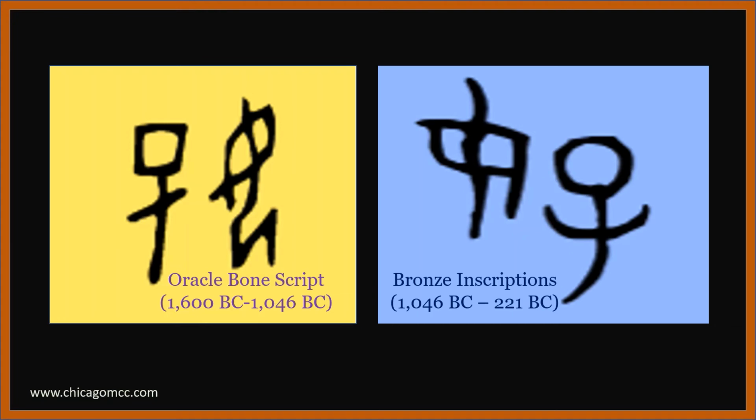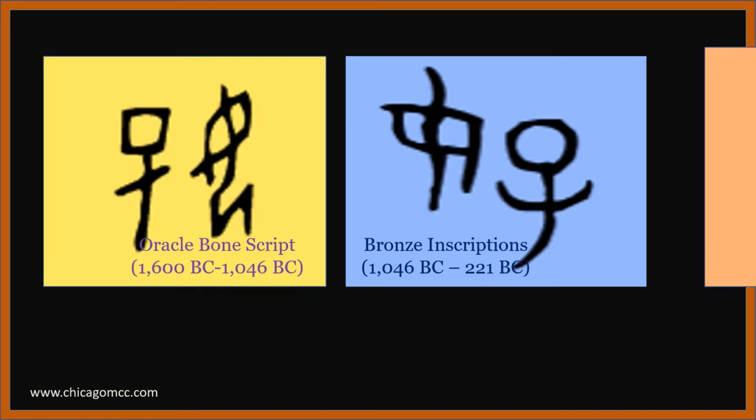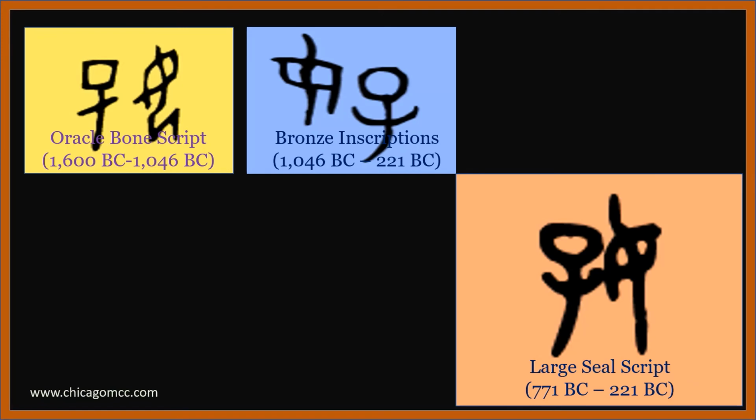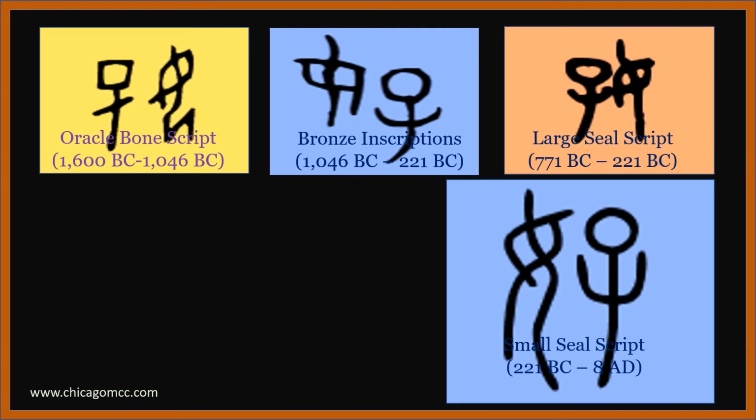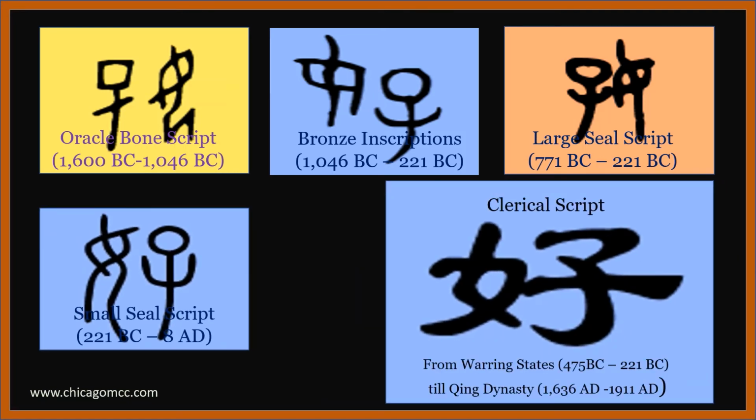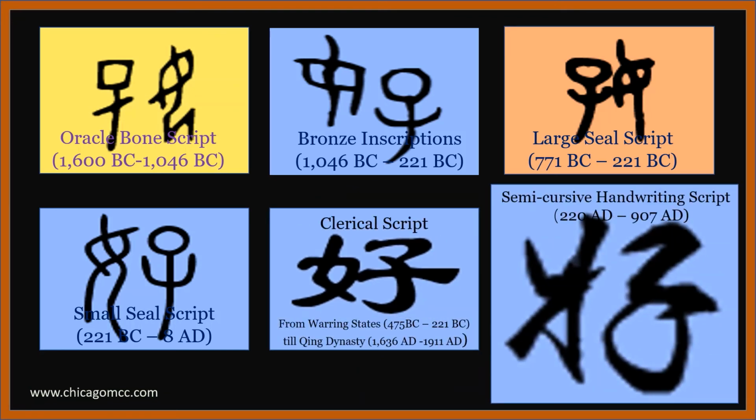After the oracle bone script and the bronze script, the written form of the character hǎo has gone through a few changes throughout Chinese history. Large seal script from 771 BC to 221 BC. Small seal script from 221 BC to 8 AD. Clerical script, which was from the Warring States to the Qing Dynasty of Chinese history. Semi-cursive handwriting script from 220 AD to 907 AD.